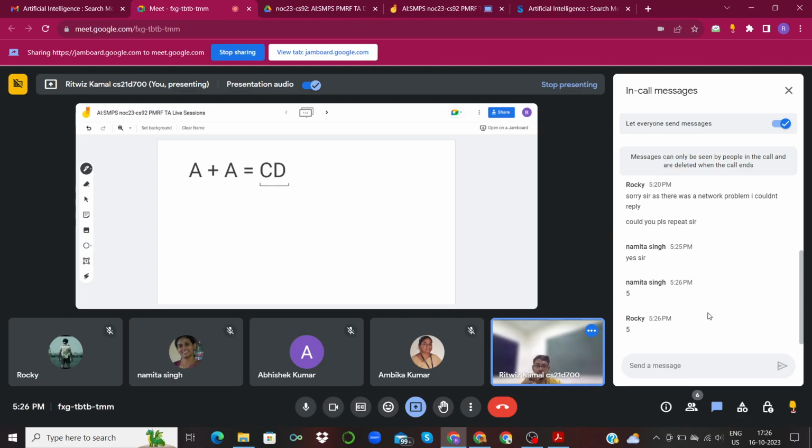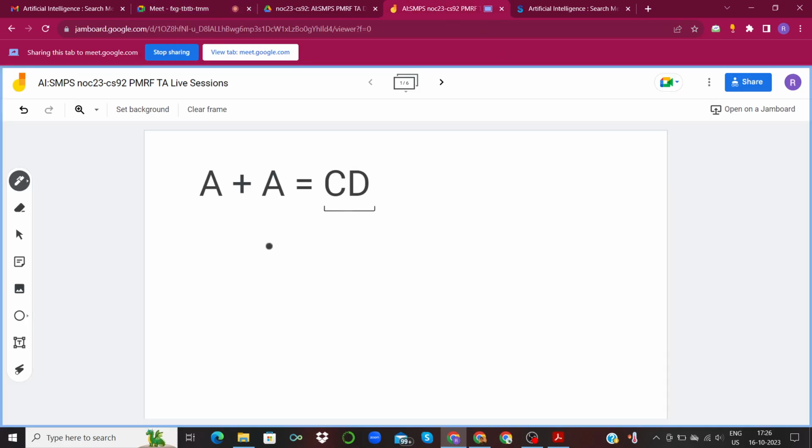5, yeah. 5 could be one assignment, but remember there was one more condition that any letter is assigned a number that is greater than or equal to 1. So if you assign A equals 5, you will have 10. Exactly, so we have to take something more than 5. For example, let's say we take 7. So 7 plus 7 gives us 14. In this case, A is assigned 7, C is assigned 1, and D is assigned 4. So this is one proper solution to this puzzle.